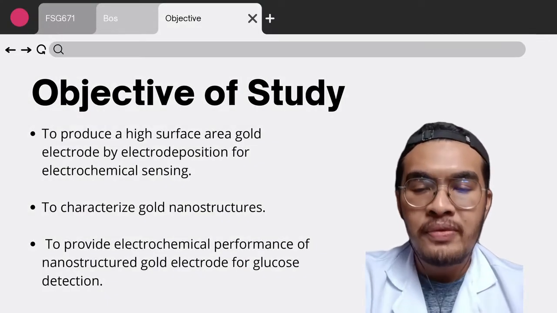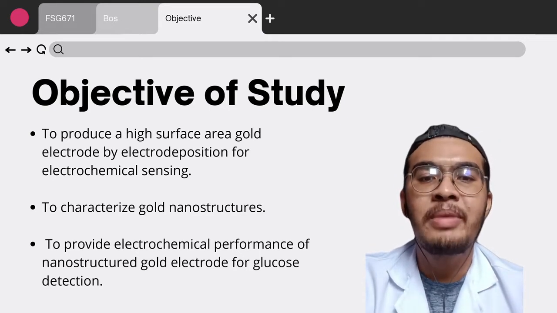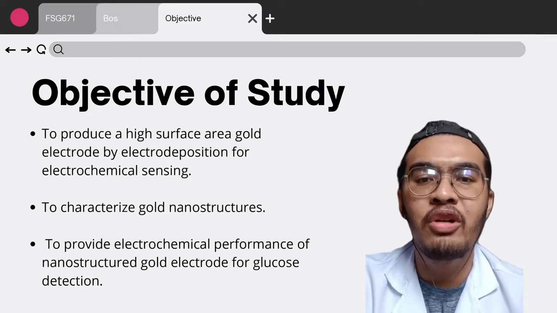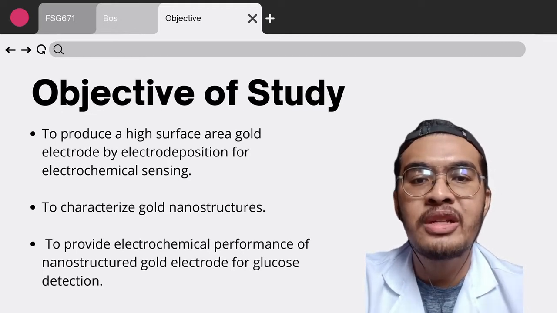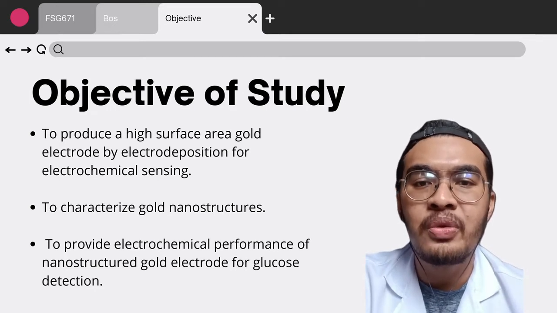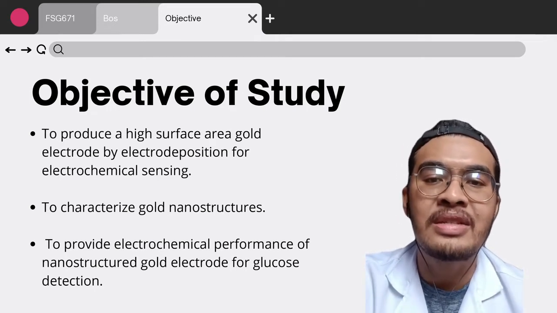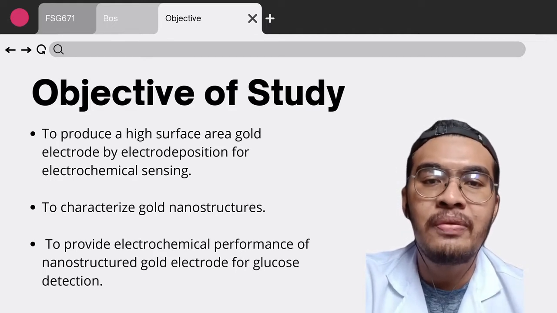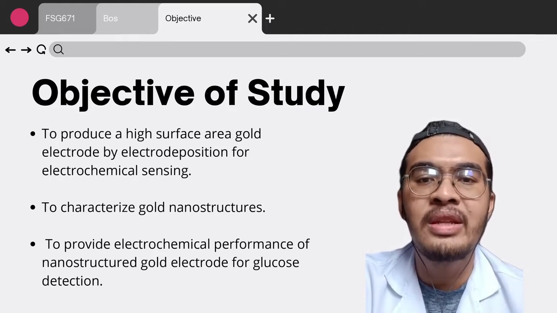The objective of the study. The incorporation of metal nanoparticles into thin films is especially important for a variety of applications, such as biological sensing. The use of gold nanoparticle building blocks for the creation of electrochemical sensing devices is also promising. The following are several objectives that we want to achieve within this study.